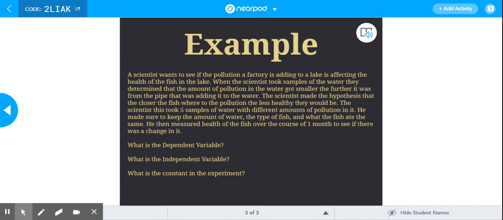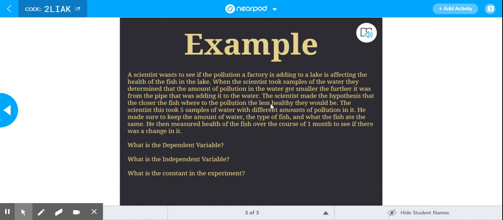Our dependent variable, one more time, is the health of the fish. Our independent variable is the amount of pollution in the waters, because that's going to change in every one of the experiments. And what we're trying to see is, does the amount of pollution affect the health of the fish? So there should be a causal relationship there. There should be a relationship between the two of them.